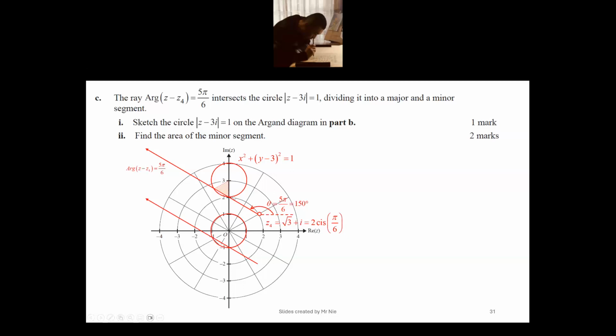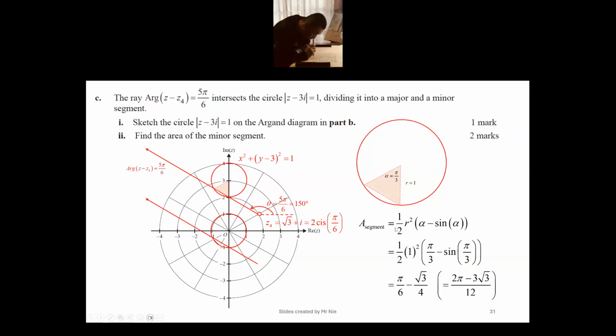So what I'm saying is translate both the circle and the ray by 3 units down. So the center is at the origin, and then you can identify the angle, which is 60 degrees, involving an equilateral triangle. And then you can just apply the segment formula, half radius squared times angle minus sine of the angle. Radius is 1, angle is pi/3. Chuck them in, you'll be able to get this answer, either pi/6 minus √3/4, or in the combined form, (2 pi minus 3√3) divided by 12.